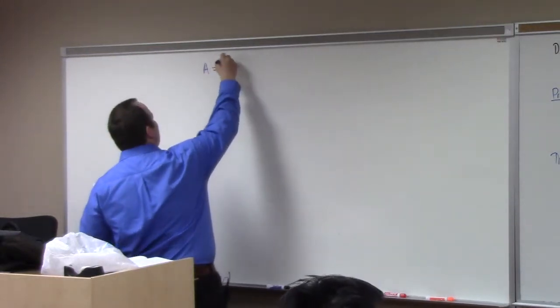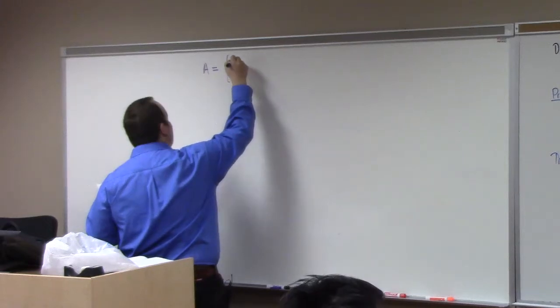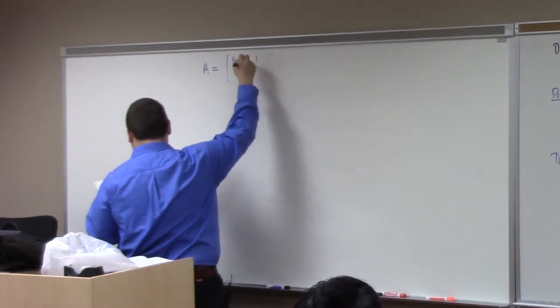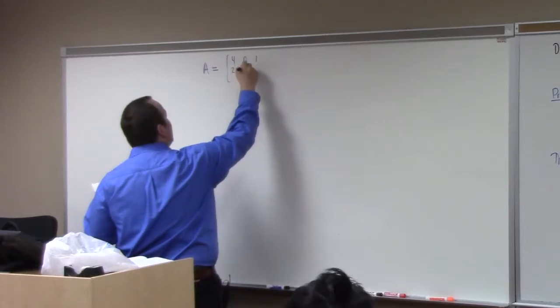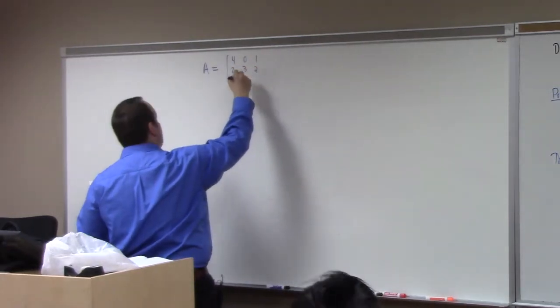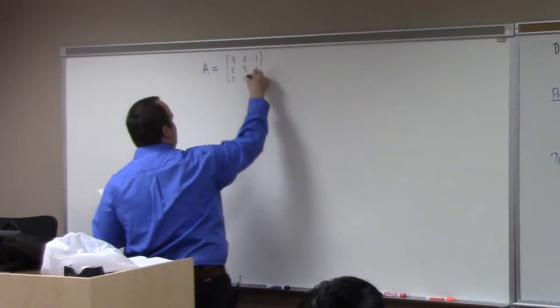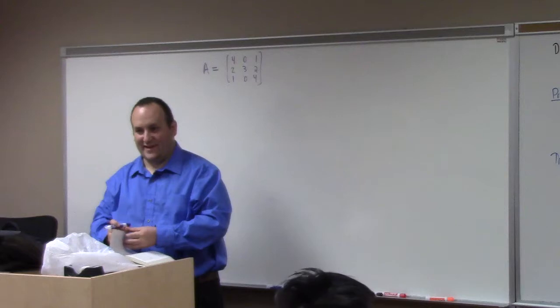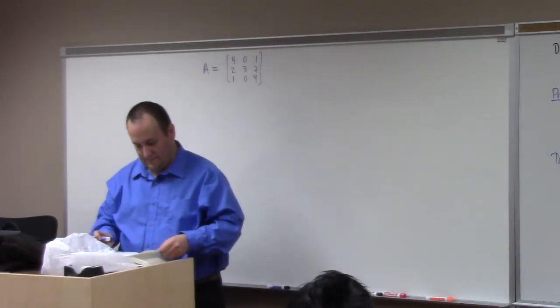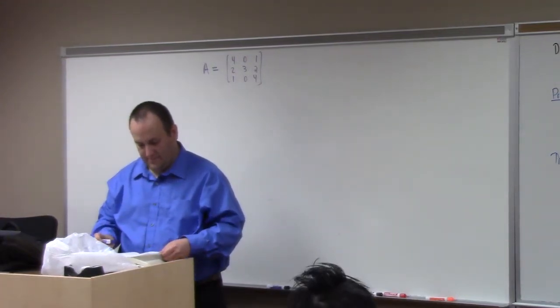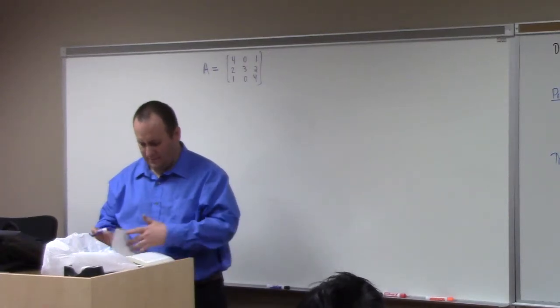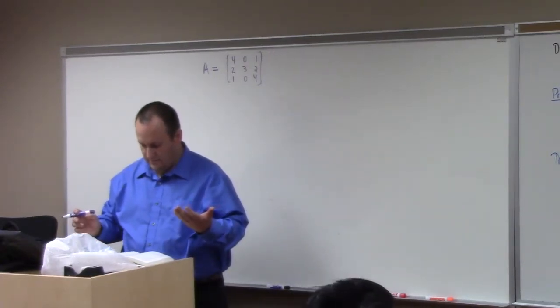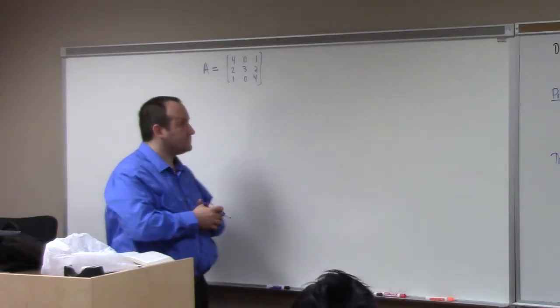So here's a good example from Friedberg, Insel, and Spence. 4 0 1 / 2 3 2 / 1 0 4. Okay, this I know is diagonalizable because I'm looking at the calculation of the eigenbasis right here. The eigenvalues are, I think, 5 and 3.